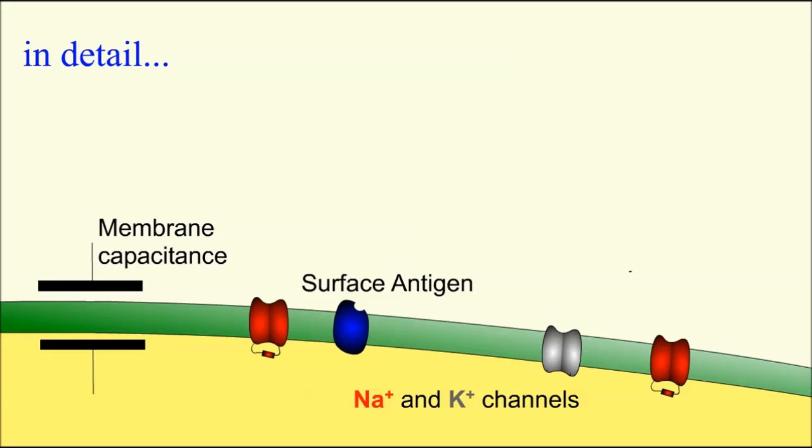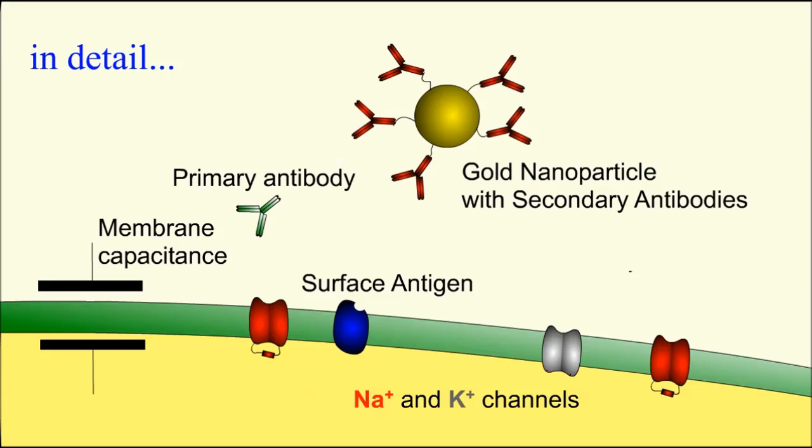potential. To produce optical stimulation, we need to add two additional components, both of which are commercially available and can be used with no further modification. First, we need a primary antibody to target the chosen surface antigen. The choice of antibody will determine the targeting specificity of the nanoparticles. Second, we need gold nanoparticles which are ligated to secondary antibodies appropriate for the chosen primary antibody.